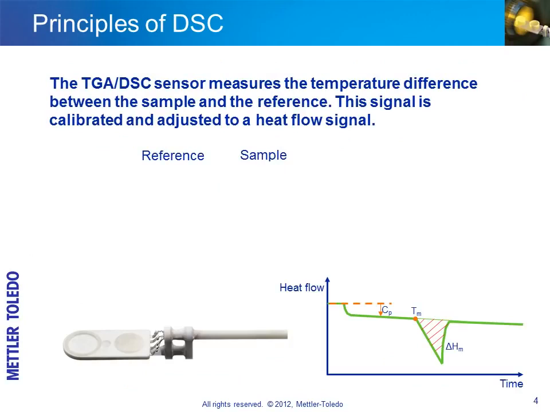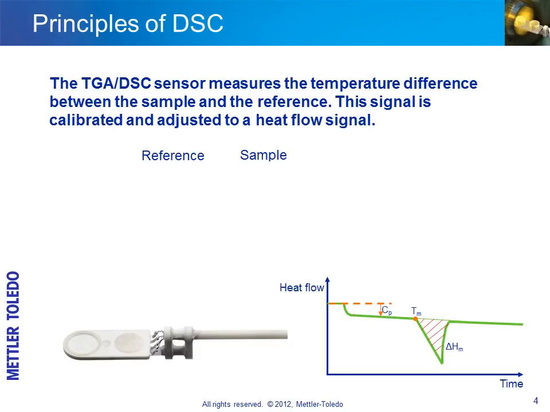I now want to look at the TGA DSC sensors in more detail. One of these sensors is shown in the bottom left corner of the slide. The schematic diagram above displays a sensor with sample and reference crucibles. The temperature difference between the sample and the reference is measured by means of thermocouples located directly below the crucible support. The signal is calibrated and adjusted to produce a heat flow signal. The resulting signal is analyzed in the same way as for DSC.